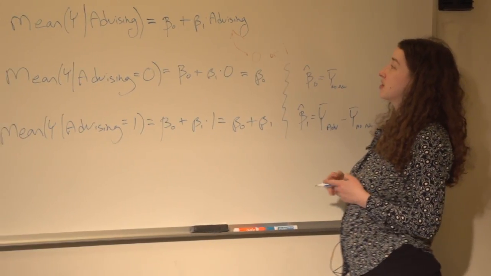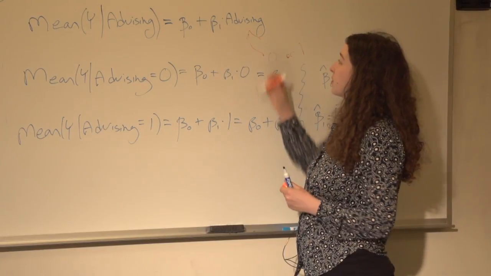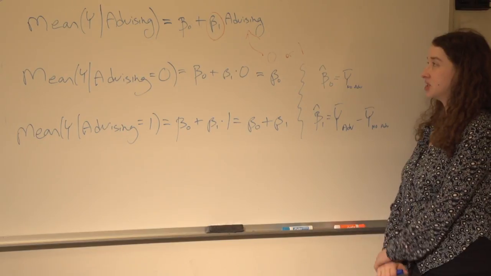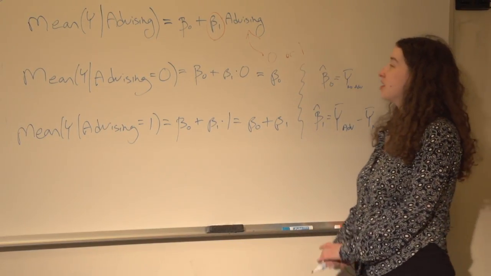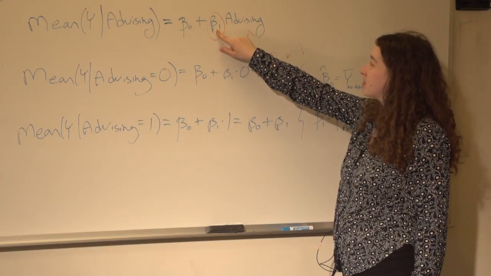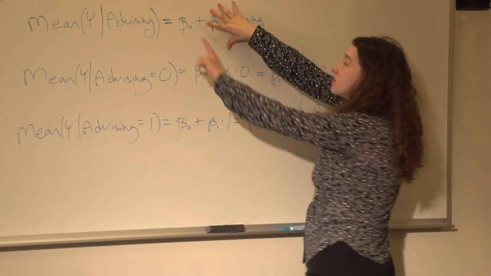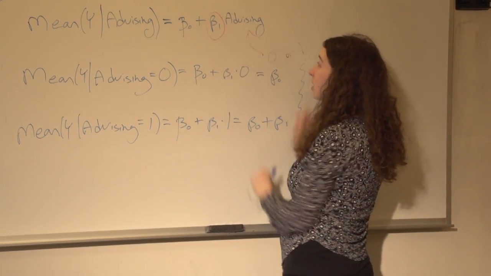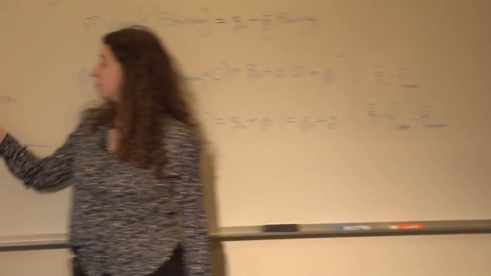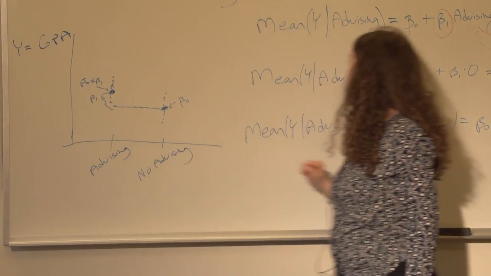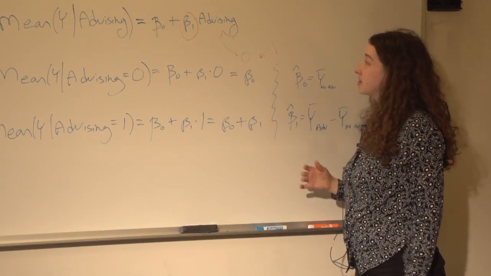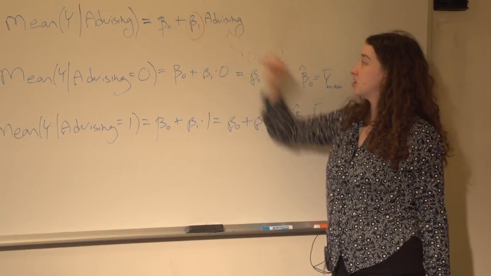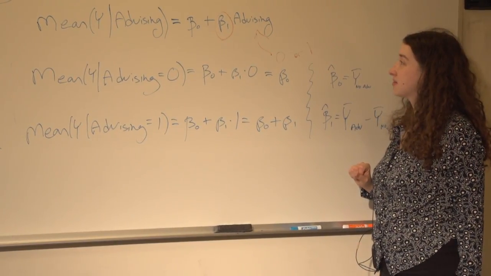What we do in a regression is we do hypothesis tests for whether this quantity right here is different from 0. Why would we do that? Well, because if this quantity is equal to 0, then our prediction of your GPA will be beta 0, the same number regardless of whether you get advising. If beta 1 is equal to 0, then there's no difference in the mean GPA between those who got advising and those who didn't. So that's the null hypothesis that we use, that beta 1 is equal to 0, and then we test and see whether we have evidence to reject that null hypothesis.